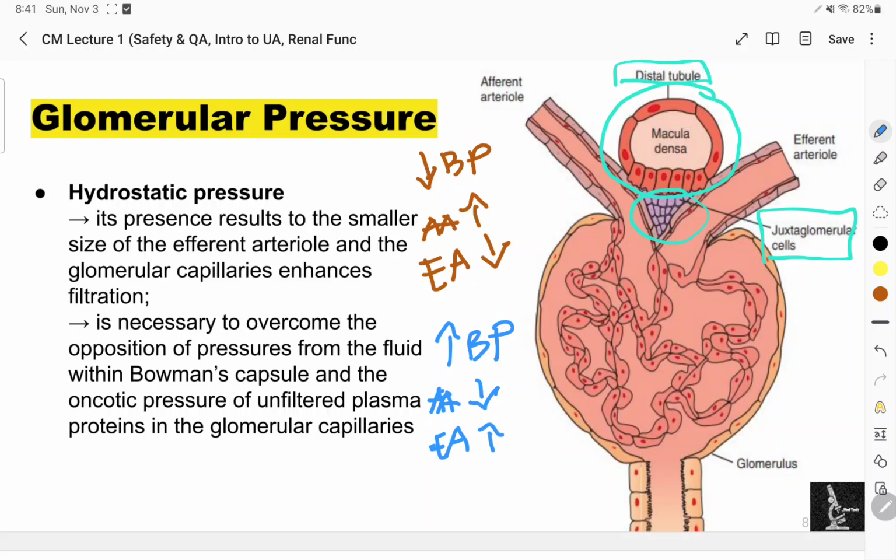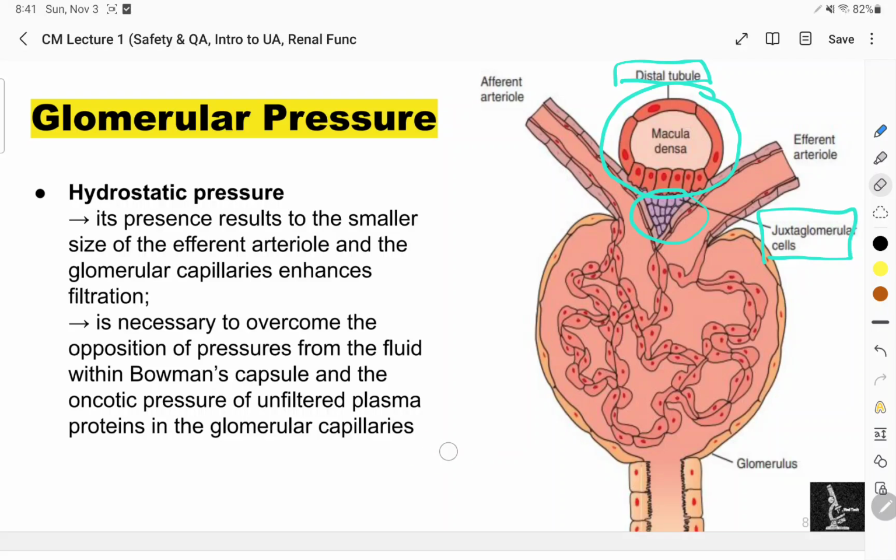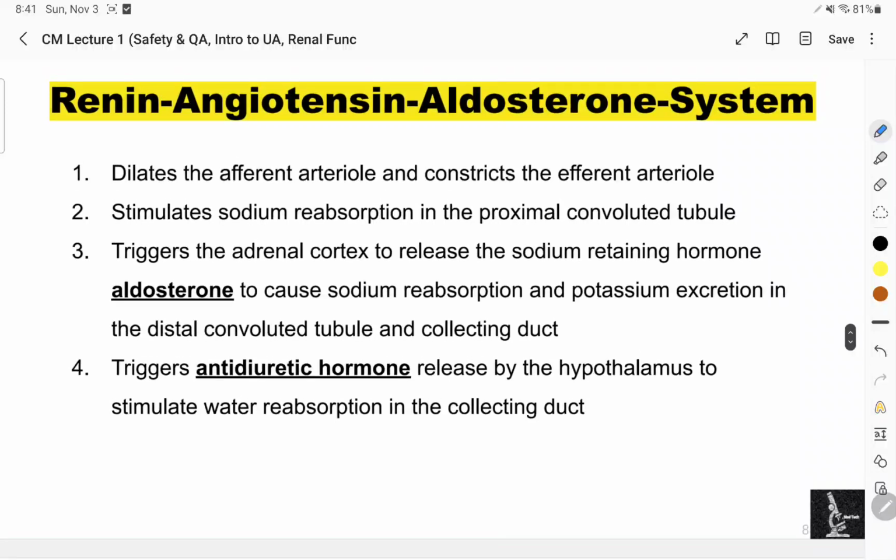Aside from your afferent and efferent arterioles constricting or dilating during fluctuations of blood pressure, you also have your RAA system, or your renin-angiotensin-aldosterone system. This has a longer-term effect to correct the fluctuation of pressure or volume in the blood. This system is also responsible for dilating or constricting your afferent and efferent arterioles.